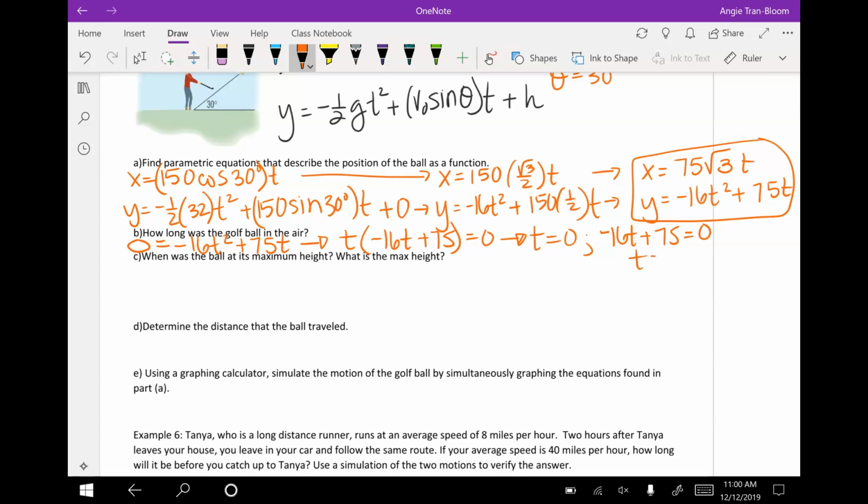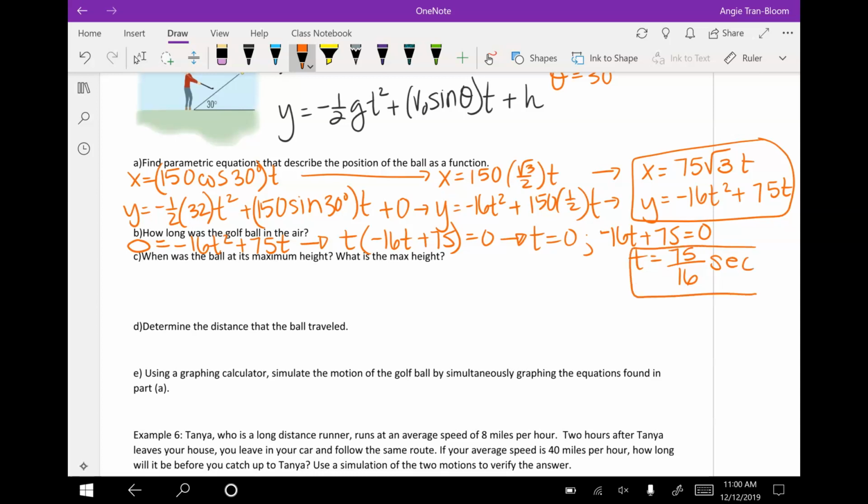That means t comes out to be positive 75 over 16, right? What's the unit of measurement? And which one would we be boxing? The second one, and this is seconds.